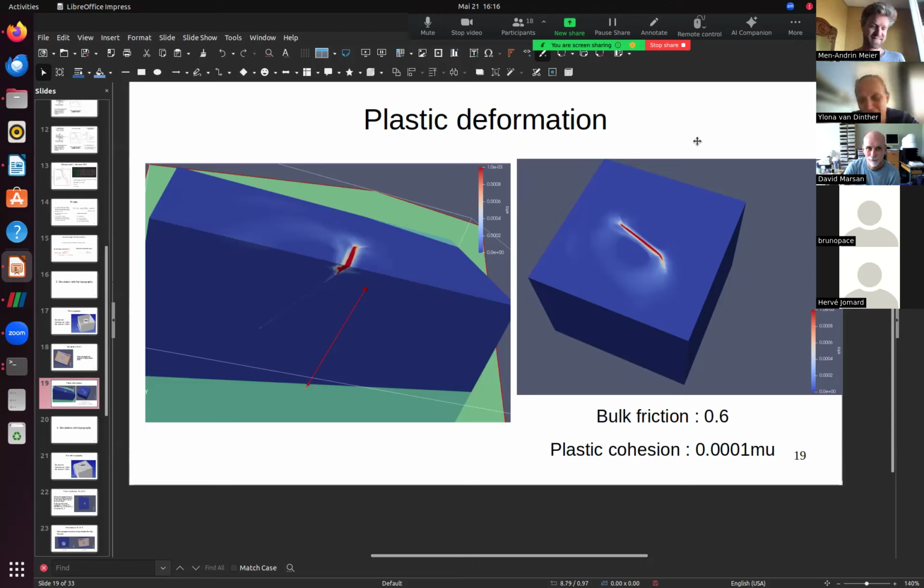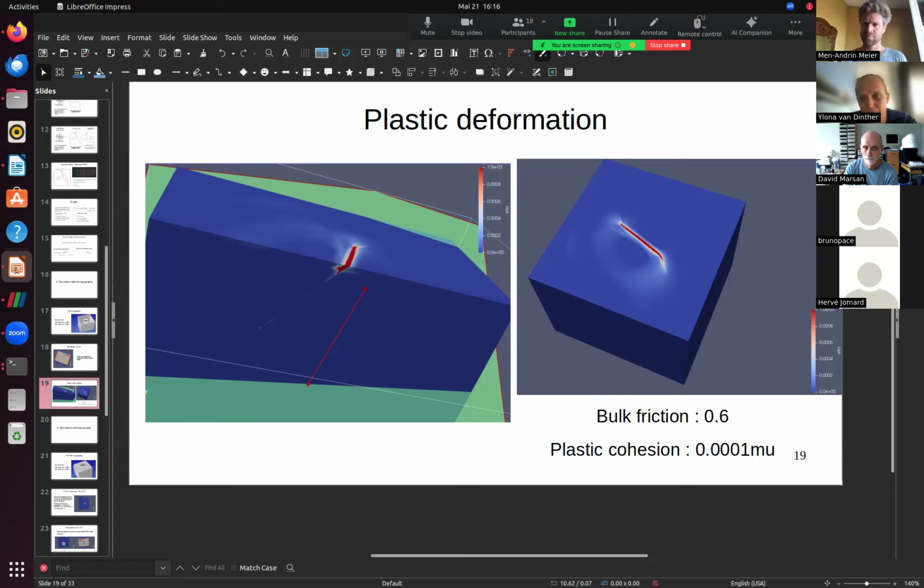My question was about the cohesion, because obviously, very near to the surface, this value will have a big impact on how much plastic deformation you get. So I didn't fully get what mu means, and 0.001 mu. How much megapascal is that, and how did you choose this value?